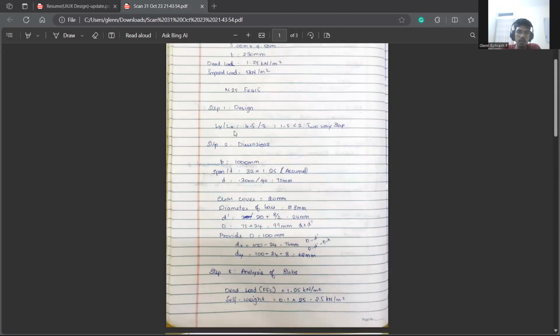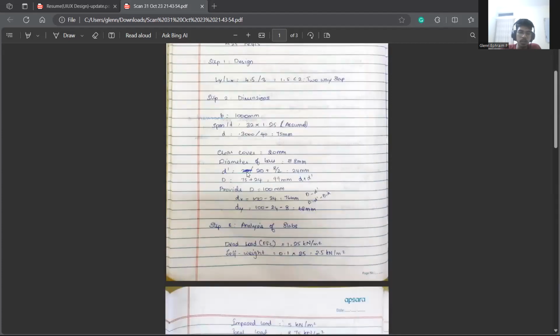Now we move on to step 2, which is dimensions. First we assume the breadth of the slab to be 1000 millimeter. Then span by d is 32 into 1.25, so the d value is 3000 divided by 40, which gives 75 millimeter.